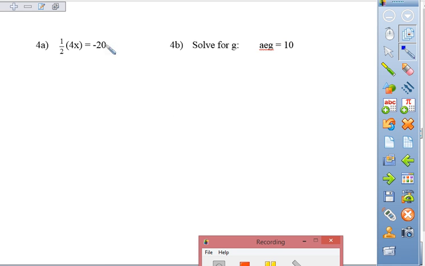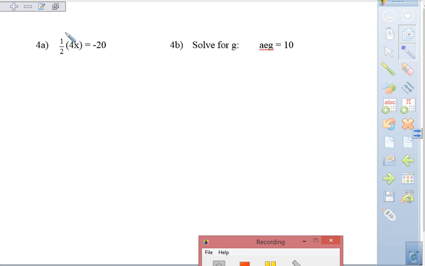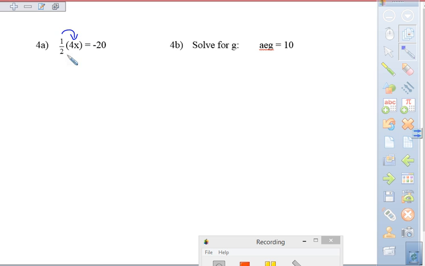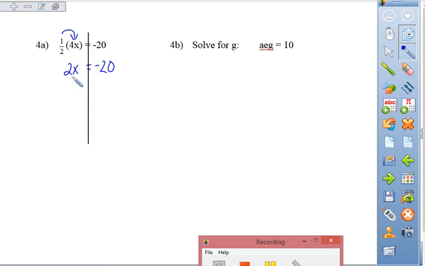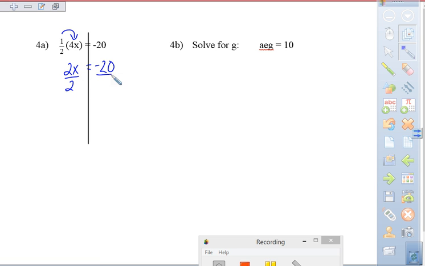Question number 4. We need to get the x by itself. I see parentheses, so there's a couple of things I could do. If I multiplied in here, a half times 4 is 2. I don't have to multiply a half times the x again, like we do with distributive property, because 4 times x is just one chunk. And that equals negative 20. So I need to get x by itself, so I'm going to divide by 2, and I'm left with x is equal to, yep, you got it, negative 10.